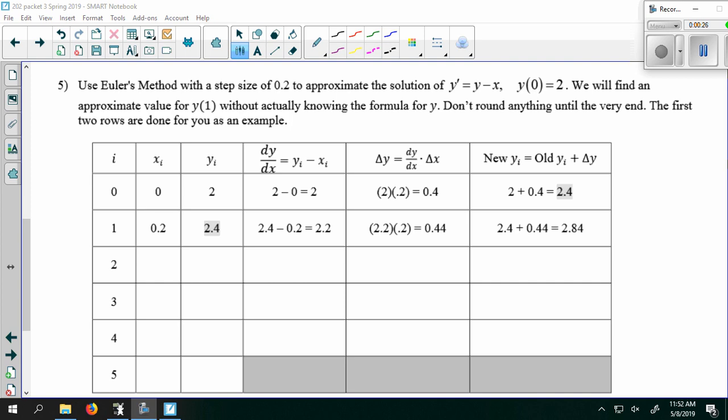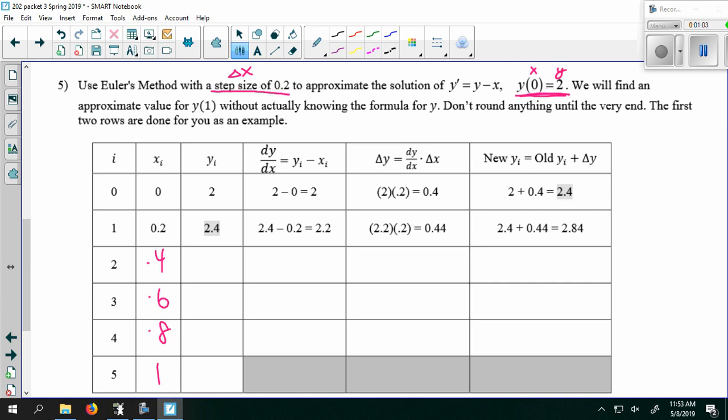So 0, 2, this came from the initial condition. X is 0, y is 2. So I have put 0 and 2 in the x and the y columns. Now, they told us that the step size is 0.2, that's delta x. So for my delta x, my initial x was 0, my step size of 0.2 would give me 0.2, then 0.4, 0.6, 0.8, and 1. So my x column is all done.